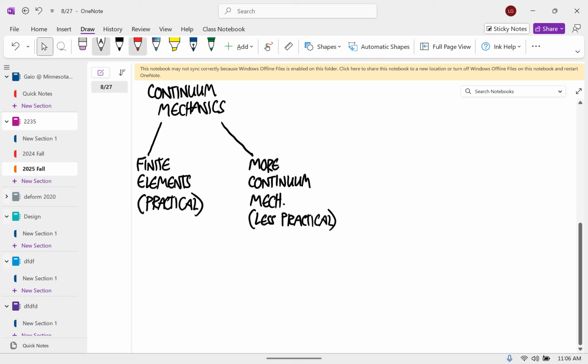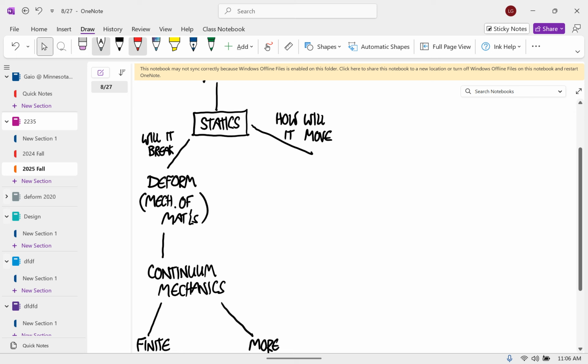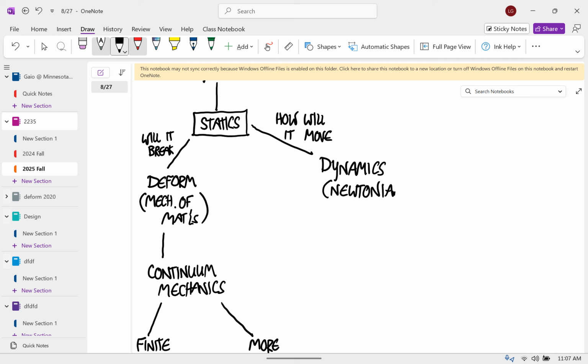Okay, so you can keep going in these directions. But this is kind of the flow if you're working on determining fracture and failure of materials. In the direction of how will it move, the next class you would take is dynamics. And I teach that in the spring. So a lot of you will take that from me. The one you take first deals mostly with Newtonian dynamics, just using Newton's laws.